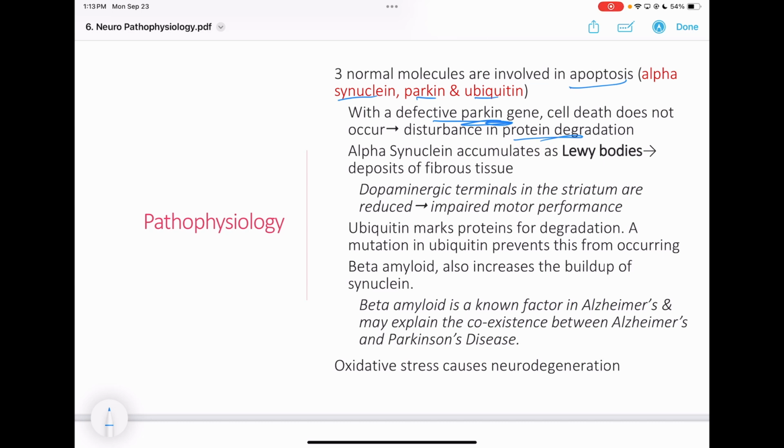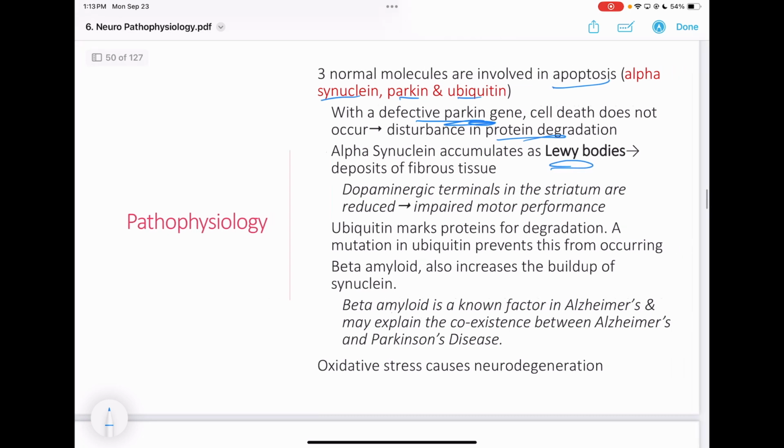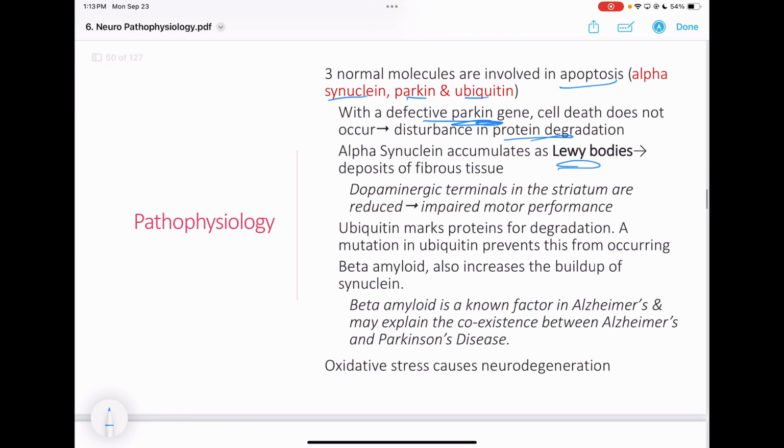Another thing that happens, this alpha-synuclein accumulates as those Lewy bodies, and it starts to deposit fibrous tissue. Do you repair fibrous tissue? No, it's dead. That's why you start losing dopamine cells here, because the fibrous tissue is dead. It deposits the fibrous tissue and kills the cells. So we lose our terminals, therefore impaired motor performance. We don't have the dopamine anymore that allows us to do those things.